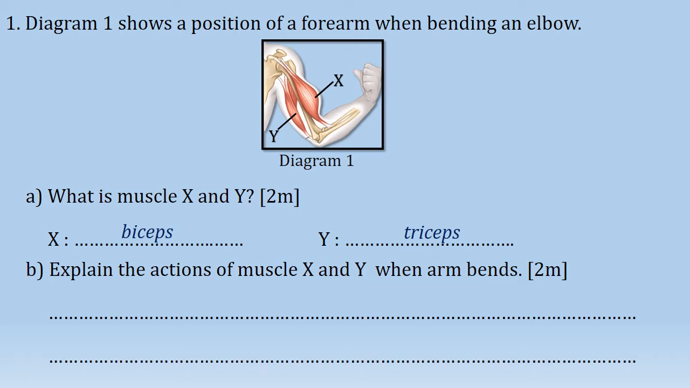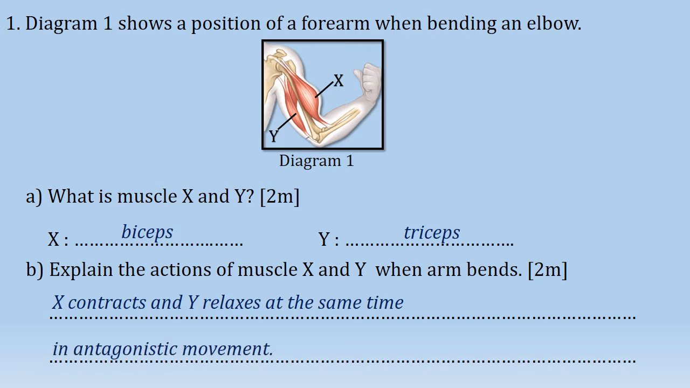B. Explain the actions of muscle X and Y when arm bends. 2 marks. When arm bends, X contracts or gets shorter and Y relaxes, gets longer at the same time. A pair of X and Y muscles work together in an antagonistic movement.